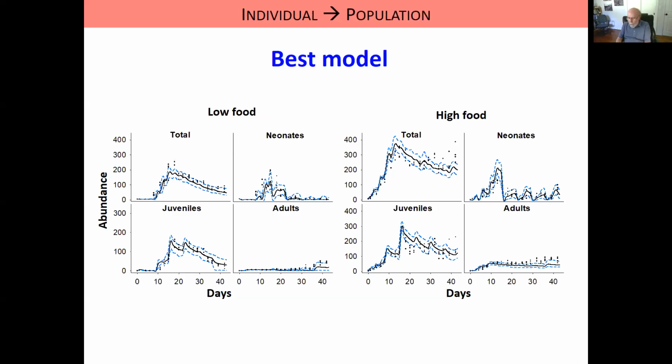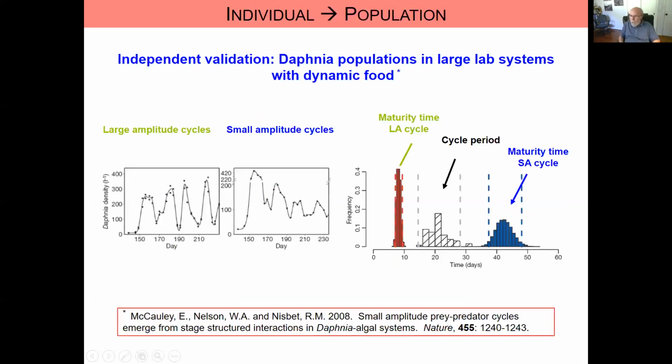So at this point, what we did was ask, well, one way you can test whether you've got the right mechanisms in a model is to take a completely different data set that wasn't used at all in the model formulation, and can you understand its dynamics? And for this, we turned to a paper written now a decade ago by Ed McCauley at the University of Calgary, Bill Nelson in Canada, and myself, from experiments done in the McCauley lab on these bathtub-sized populations of Daphnia.